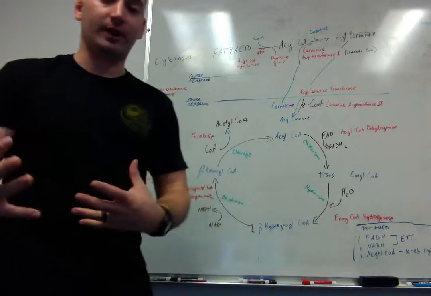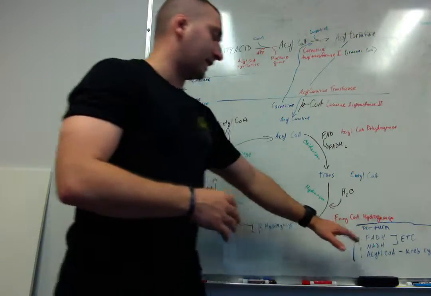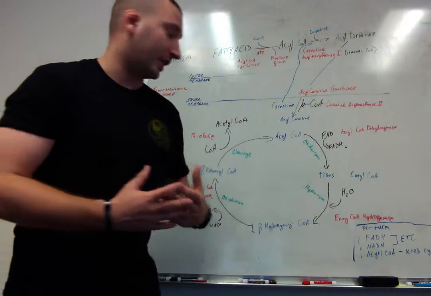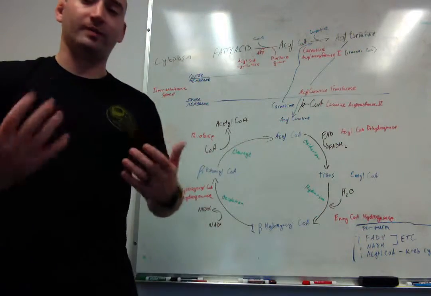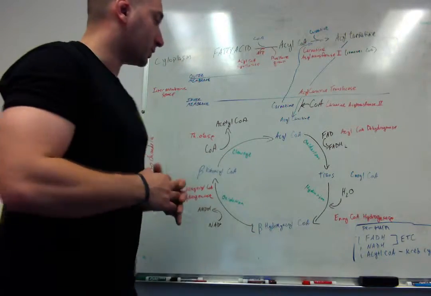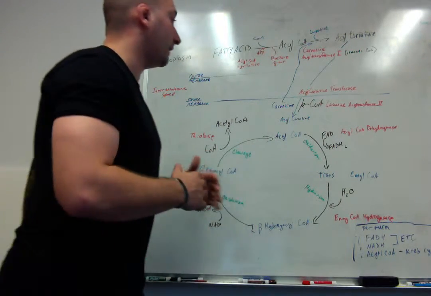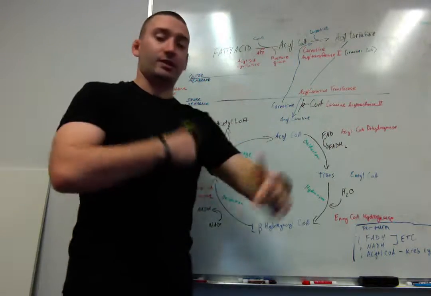Now, where these go from here is where we're going to get our energy from. The FADH2 and the NADH are going to go to the electron transport chain, and the acetyl-CoA is going to go into the Krebs cycle, which I cover in another video. So that's basically what we get through all this. And again, that carnitine went out; it's recruiting more fatty acids to bring back in, and it's going to keep cycling.